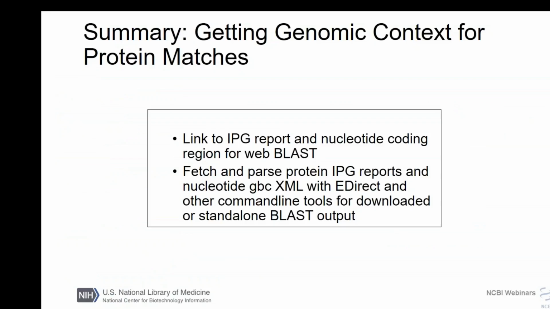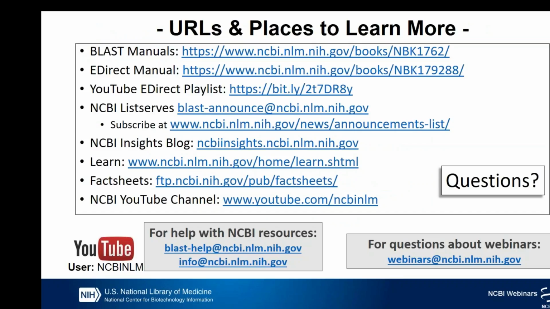So what we saw is that you can link to the IPG report to get the nucleotide coding region for WebBLAST. You can fetch and parse protein IPG reports using that GBC XML with EDirect and other command line tools, for a single report or for the standalone BLAST output. And the last slide has a number of URLs. Many of these I've mentioned in the slides earlier, but you might want to download that and take a look if you want to visit any of these things. In particular, take a look at the YouTube playlist for EDirect and the EDirect manual if you're interested in doing more things with EDirect.